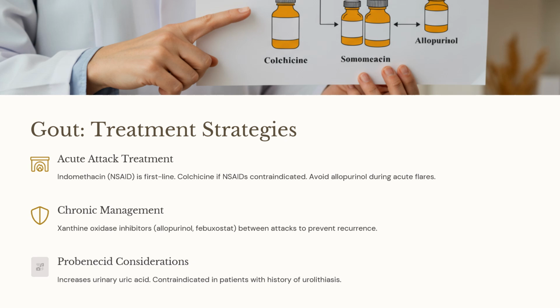On the other hand, what is the treatment for chronic gout? The aim of treating chronic gout is to prevent recurrences. So the treatment is xanthine oxidase inhibitors such as allopurinol or febuxostat, which are given to prevent recurrence.